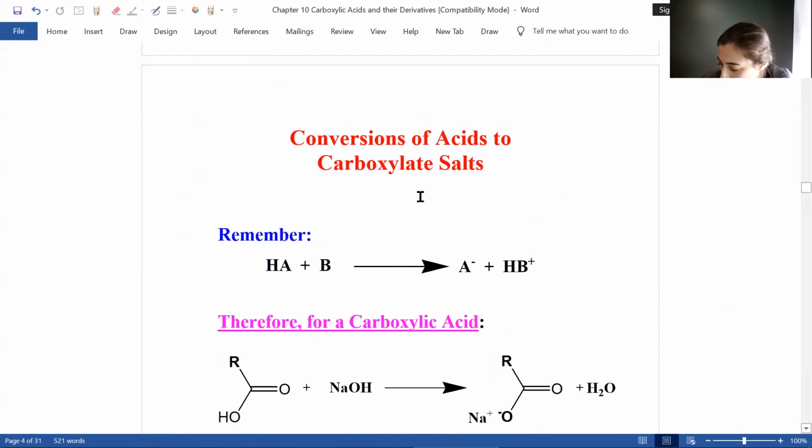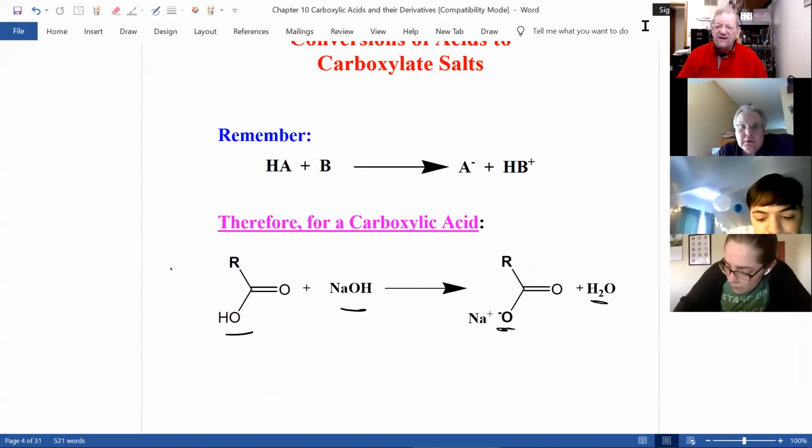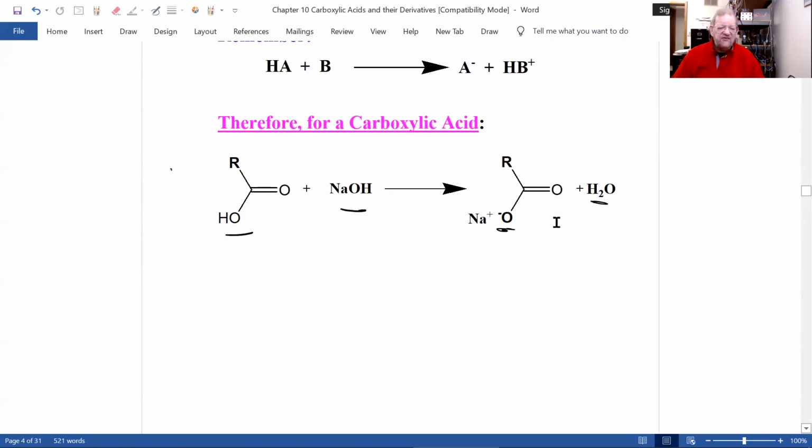Conversion of carboxylic acids to their salts. Remember, acid plus base gives us salt, proton transfer. Therefore, the first general reaction of a carboxylic acid, if you react a carboxylic acid with sodium hydroxide, you'll get this carboxylate salt plus water. Since I asked for the organic product or products, you don't have to put down the water. Now, watch closely, because since I've written these slides, I've modified this.